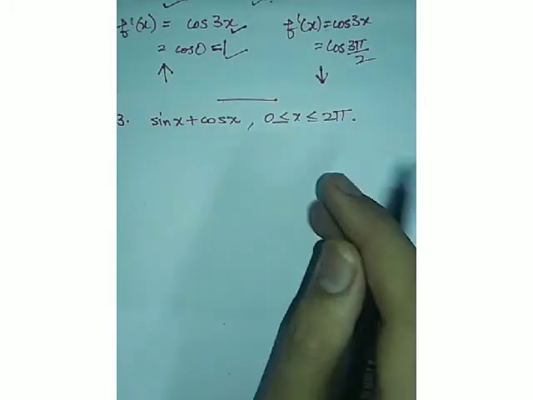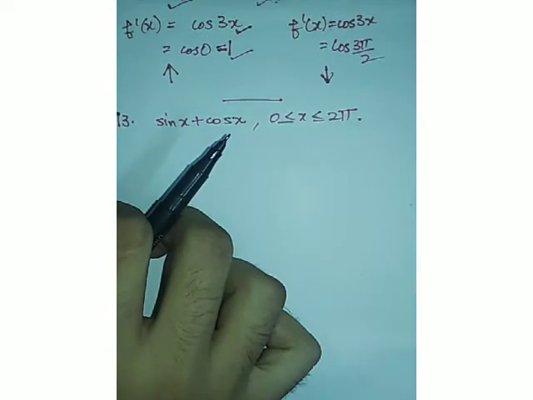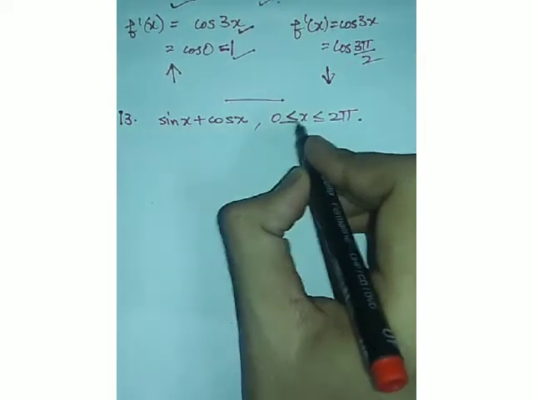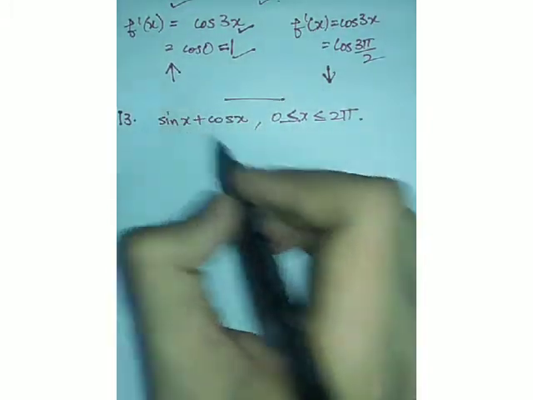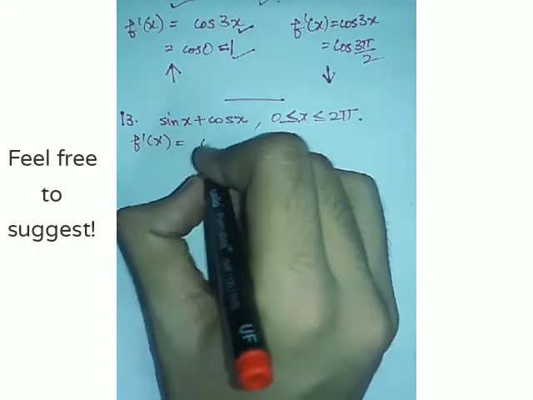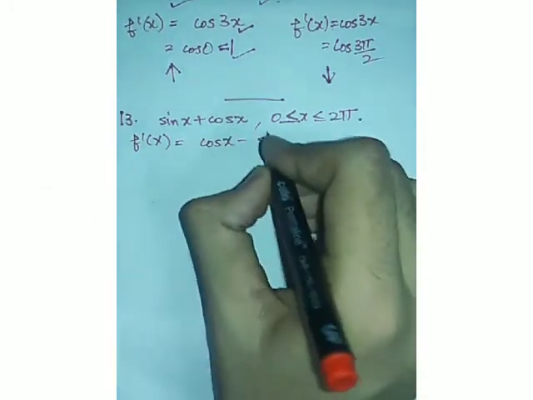In our next example, example 13, it's given that the function is sin x plus cos x. The limit of x is from 0 to 2 pi. So firstly, we have to find the intervals again. So firstly, we will differentiate. What will we get? Cos x minus sin x.